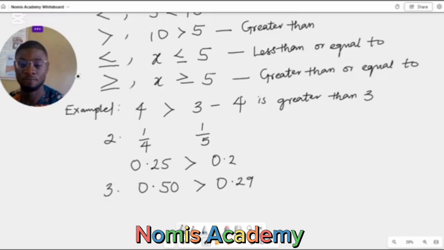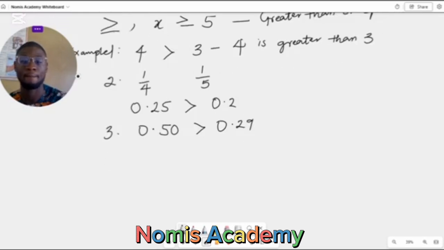Let's take example number 4. Here we have 1/4 and 1/2. Just like I mentioned the other time, this is also a fraction. So do I tell that 1/4 is greater than 1/2? No. So just like we did the other time, we can simply change them to decimal numbers. 1/4 can be written as 0.25, right?